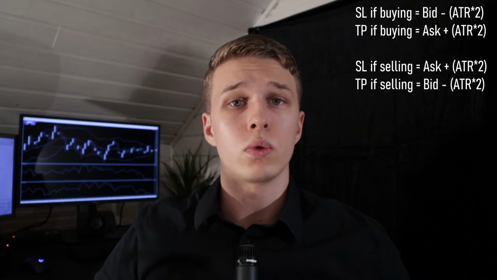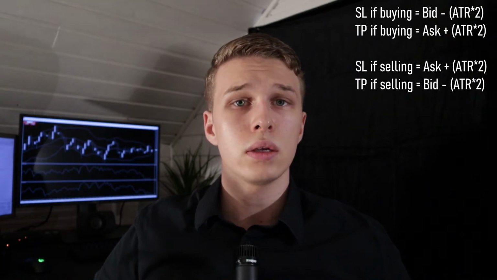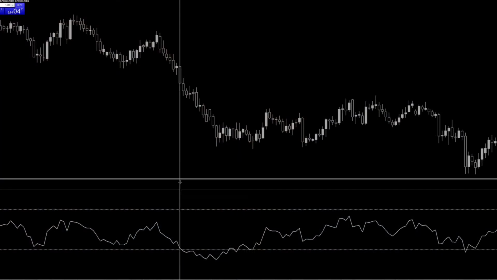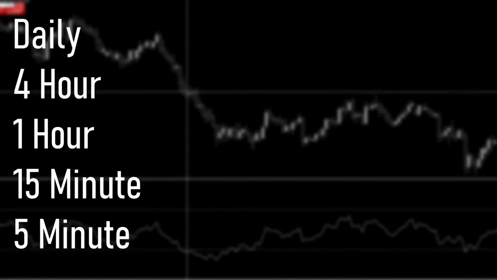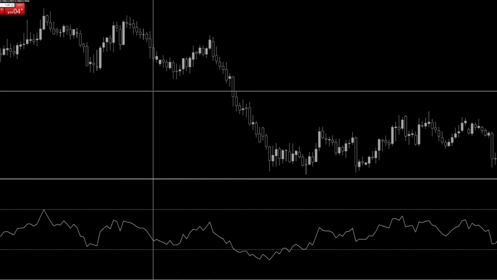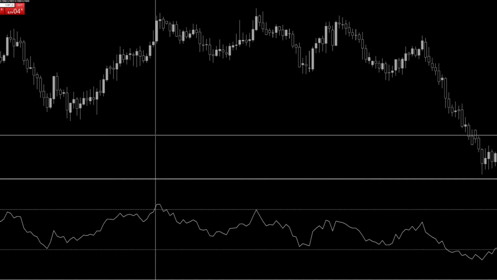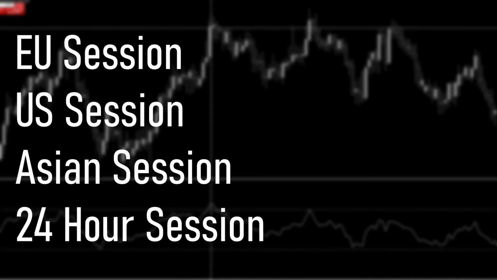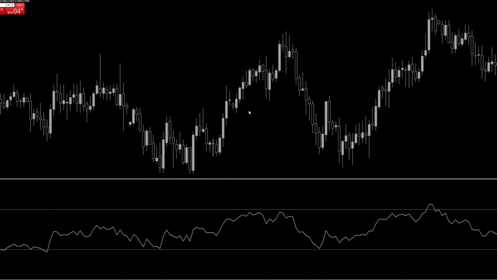In this next part, we're going to look at exactly how I'm going to test this indicator. As I said in the beginning, it will cover all of the 28 major pairs, multiple different sessions, and multiple different time frames. The time frames are the daily, the 4-hourly, the hourly, the 15-minute, and the 5-minute. Each time frame except for the daily and the 4-hourly will be divided into 4 sessions: the EU session, the US session, the Asian session, and a 24-hour session. Both entries will be tested.